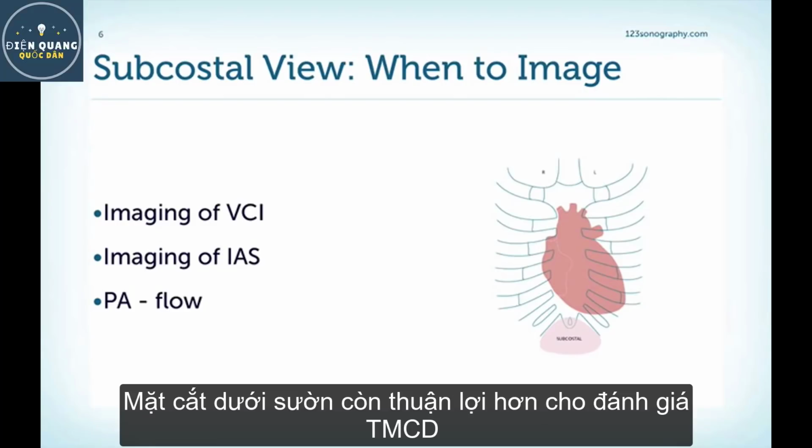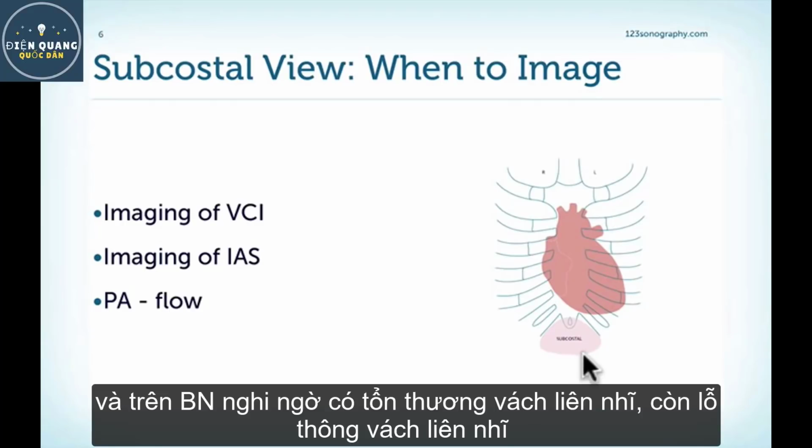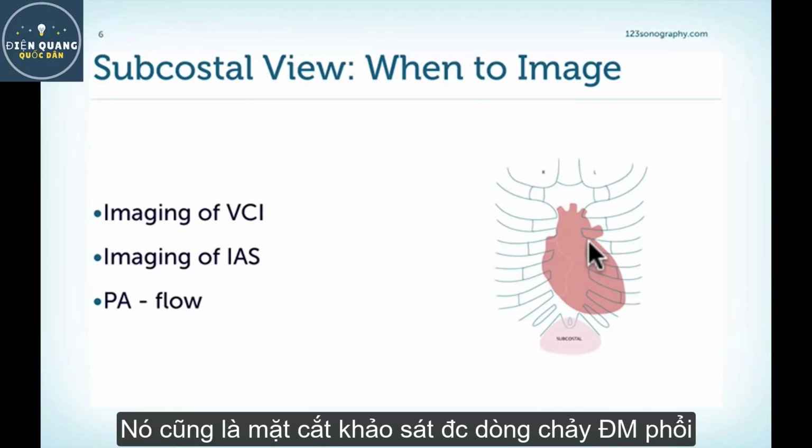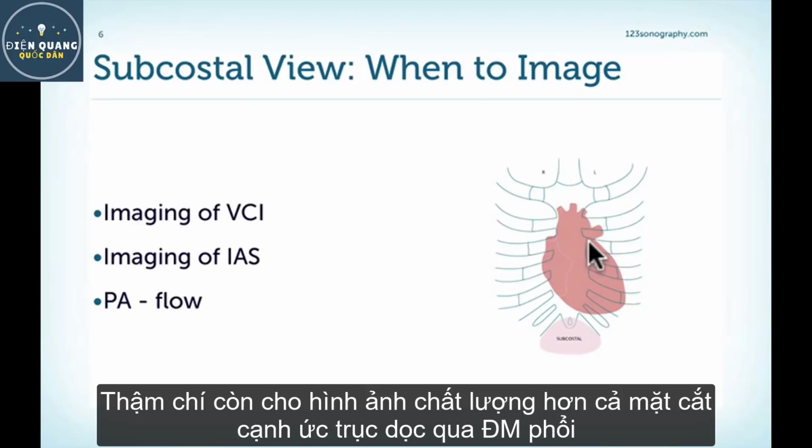The further advantage of the subcostal view is that you could image the inferior vena cava, and also for patients who have suspicious atrial septal defects and patent foramen ovale, the interatrial septum. It is also a view where we can look at the pulmonic flow and where we sometimes get an even better image quality than from a parasternal long axis or short axis view of the pulmonary artery.